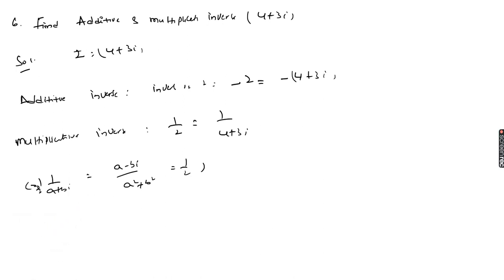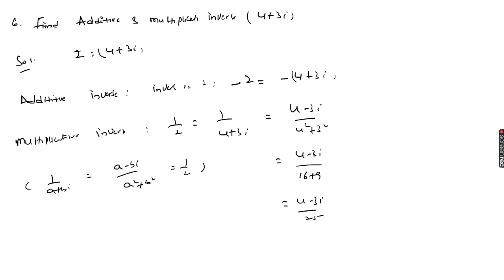Okay, so z is equal to a plus bi. We need to find 1 by z, that is nothing but 1 by (a plus bi). What is that? a minus bi by a square plus b square. And similarly here we get 4 minus 3i by 4 square plus 3 square. So finally we get 4 minus 3i by 16 plus 9, that is (4 minus 3i) by 25. Okay, this is the multiplicative inverse.